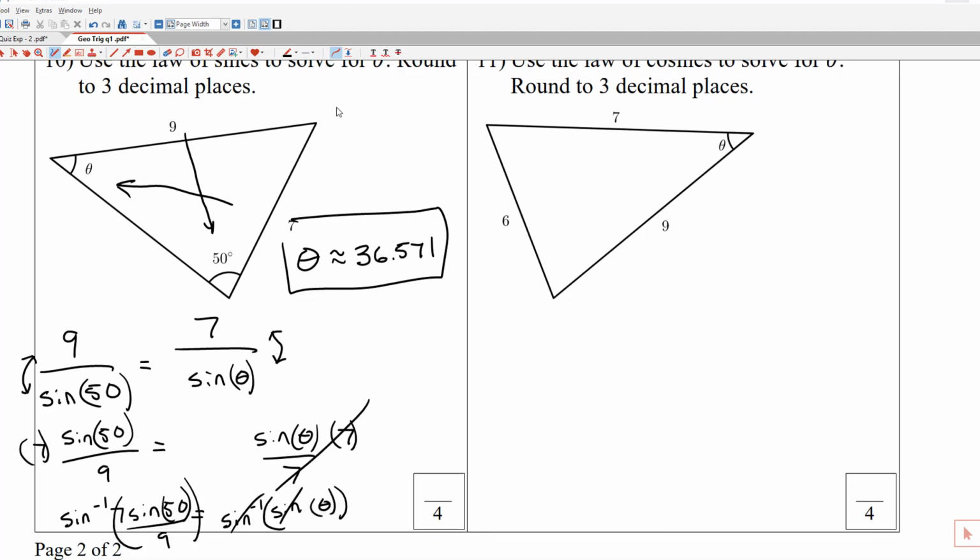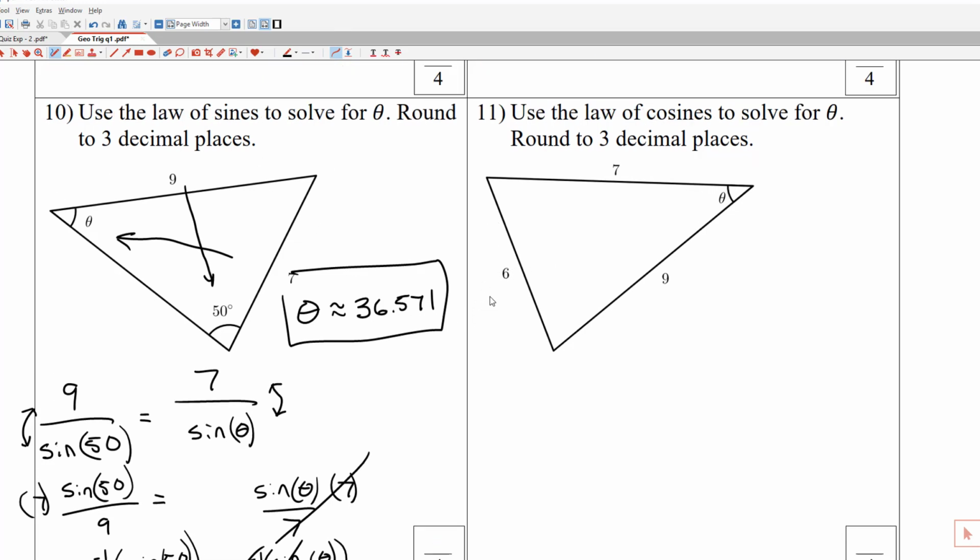I'm going to start down here in the bottom left. Hopefully we'll try to conserve our space a little bit better. The general idea is that the side that is opposite to theta is going to be the one that you start with, and it's going to be squared.